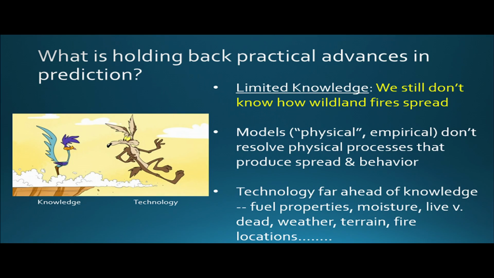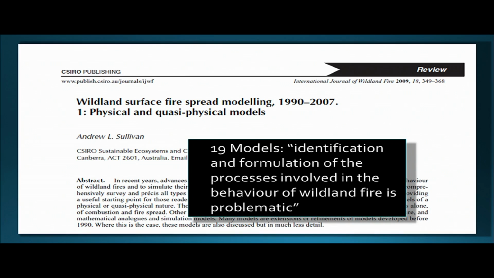So, what's holding us back? Why aren't we using all this stuff in operational predictions, okay? Well, I think the big thing is limited knowledge. We still don't know how fire spreads. That's really a very basic question that we should be able to answer. But if you don't know how fire spreads, then essentially you can't take advantage of all these data collection techniques through remote sensing. Even our physical models and our empirical models, for sure, don't resolve the actual processes that produce spread.